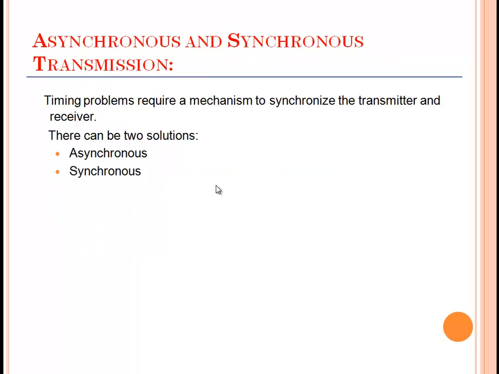right? So the second topic is asynchronous and synchronous transmission. When a signal is transmitted from a transmitter and received by the receiver, there can be timing problems between the two, that means between the transmitter and the receiver. There can be two solutions for these timing problems. One, you can have asynchronous transmission, and second, you can have synchronous transmission.